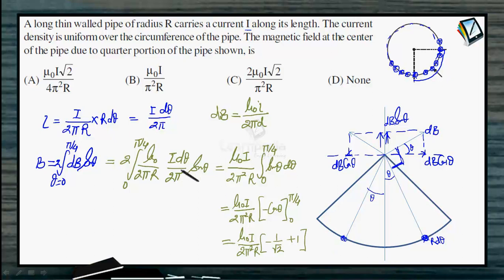So you can see that no answer is going to match. In place of sin theta, if it would have been cos theta, then the first answer would have been correct. But since it is the sin theta components which are getting added in this case, if this angle is theta, then this particular angle is also theta, then dB cos theta, dB sin theta. So the sin theta components are getting added. So option D will be the appropriate answer for this question.